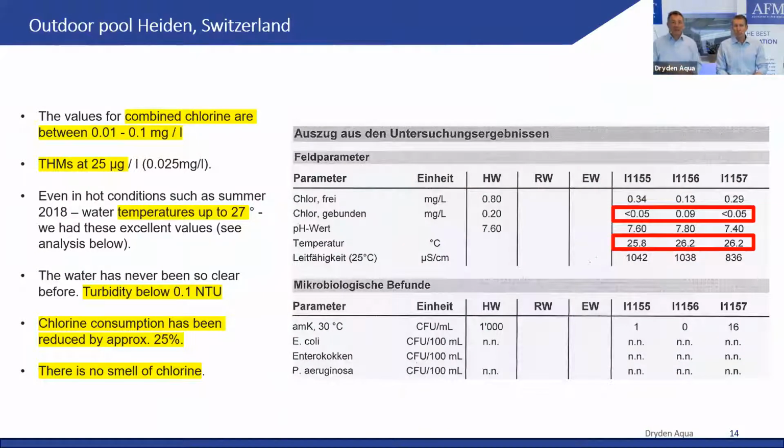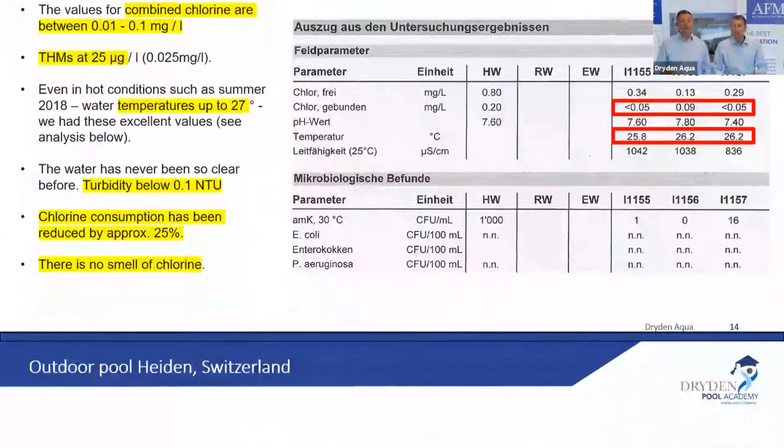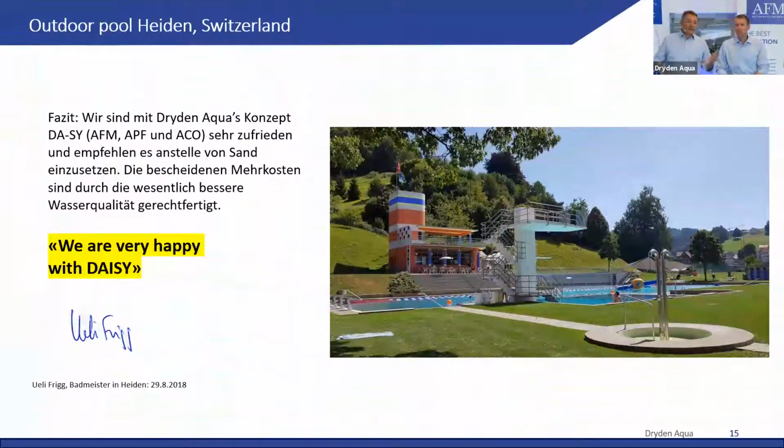So you see, I still can learn something. That's good. Turbidity below 0.1, and they also had good savings in chlorine and no chlorine smell, etc. But what's the takeaway? The takeaway is for outdoor pools, DAISY is good, it is enough. That's a statement for all the people who can read German. This is the summary. He's very happy with DAISY. Uli Frick, thank you, Uli. Uli Frick from Heiden, Switzerland.